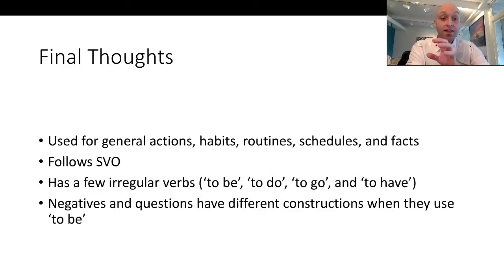E finalmente, lembra que o present simple a gente usa para coisas em geral, ações, hábitos, rotinas, coisas agendadas, fatos. E lembra que nosso idioma, fundamentalmente, é um idioma de SVO, sujeito, verbo, objeto. Temos uns 4 verbos irregulares, to be, to do, to go e to have, porque são irregulares em todos os idiomas, porque são os verbos mais comuns. E, finalmente, as regras mudam um pouquinho quando a gente usa to be no negativo e em perguntas.